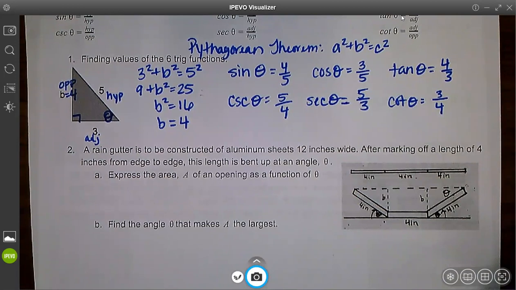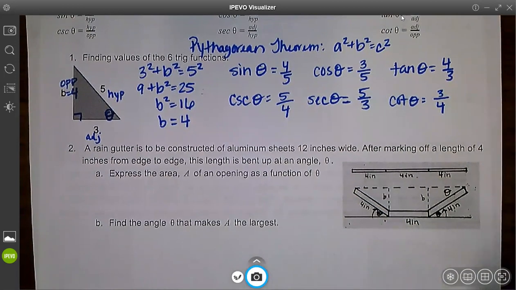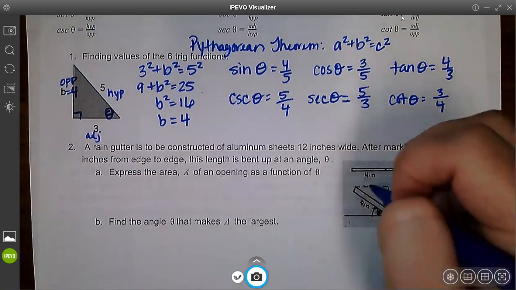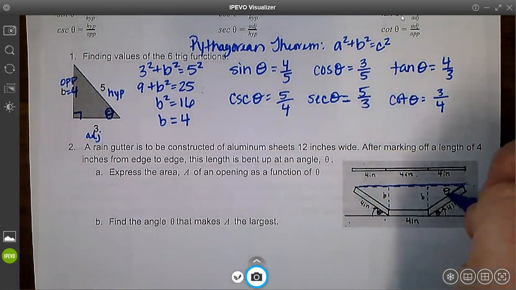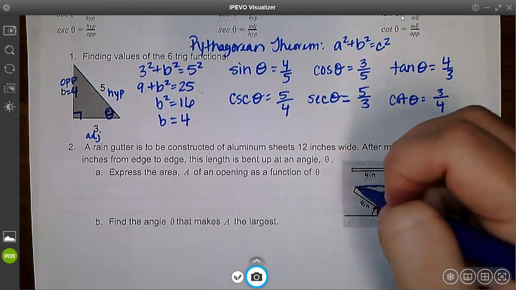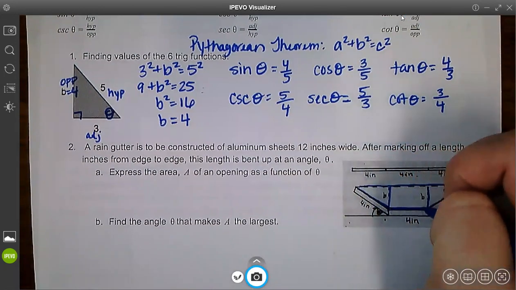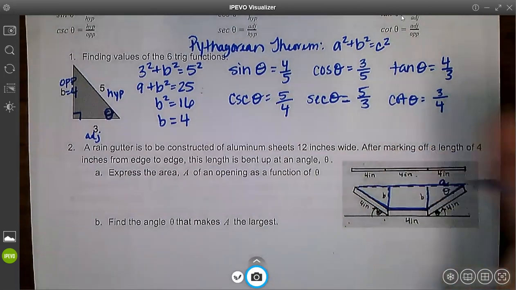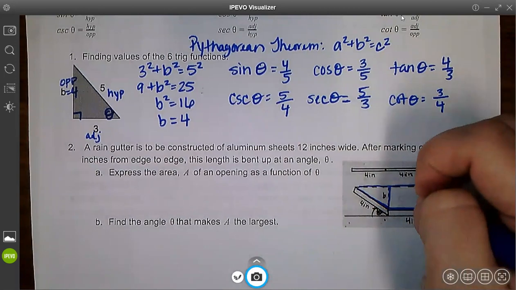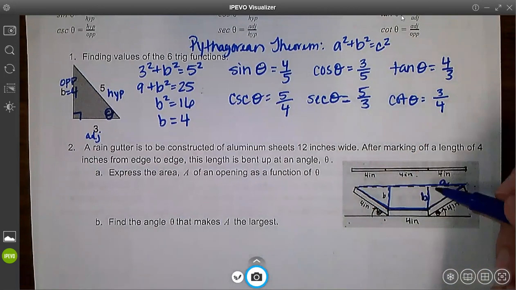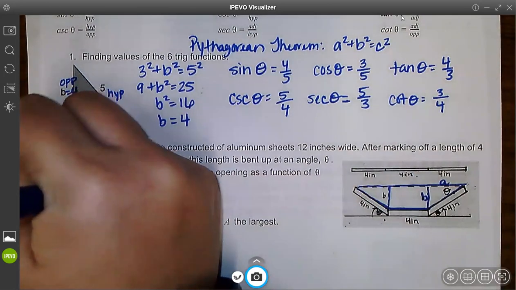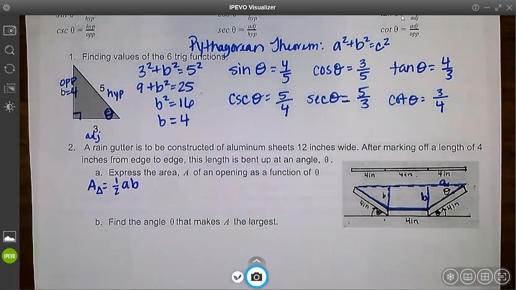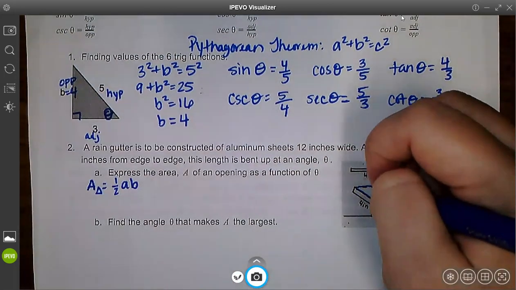So the area of a triangle formula is 1/2 a times b, or base times height. If we look at this figure, we want the area of this opening, so of this triangle and of this rectangle. This is our a value, and this is our b value. So to find the area of the triangle, it's 1/2 base times height, or 1/2 a times b. This would be a right angle here.